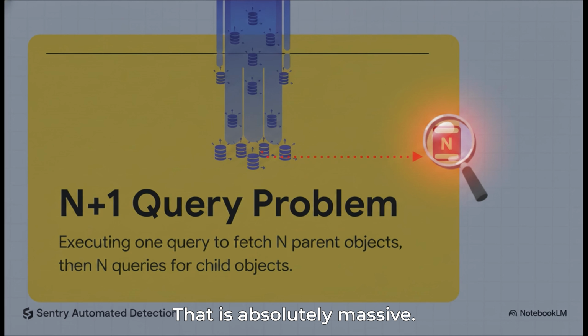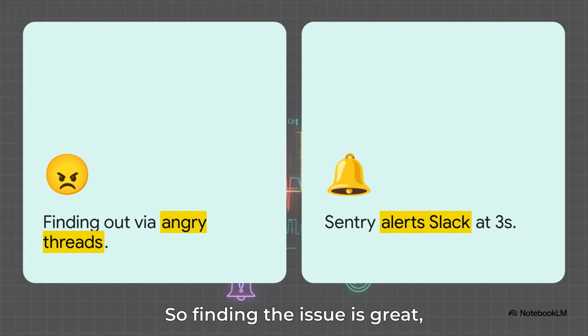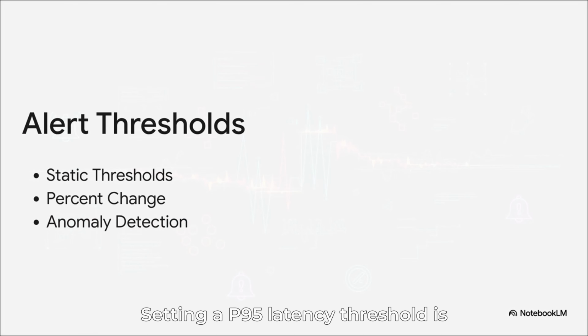That is absolutely massive. So finding the issue is great, but we really want to prevent the fallout. Nobody wants to discover a major performance degradation through an angry Twitter thread, right? By setting up smart alerting, Sentry automatically pings your engineering team's Slack channel the precise moment performance dips below your accepted baseline. Setting a P95 latency threshold is absolutely crucial here because it ensures you're capturing the experience of your slowest users. You're getting pinged before support tickets even get drafted, and you have some really powerful options.